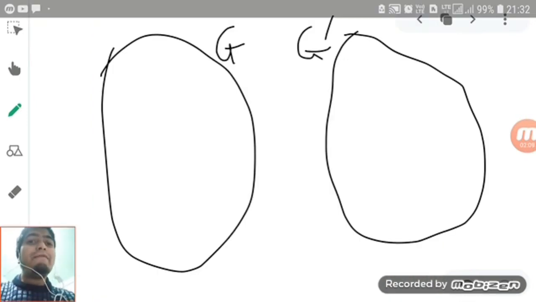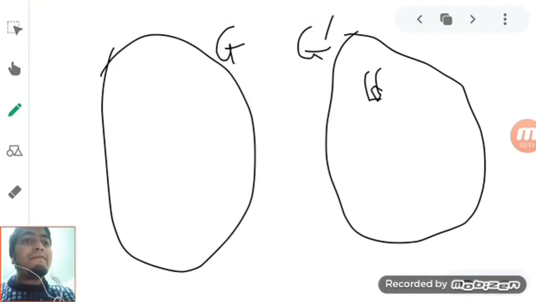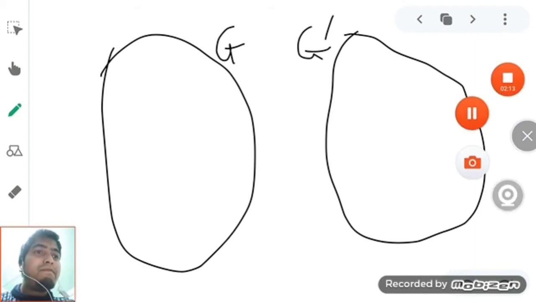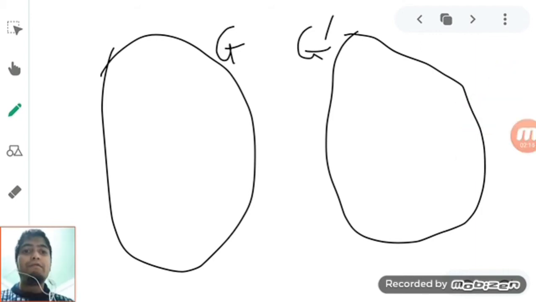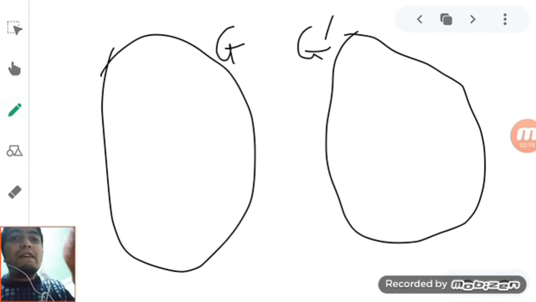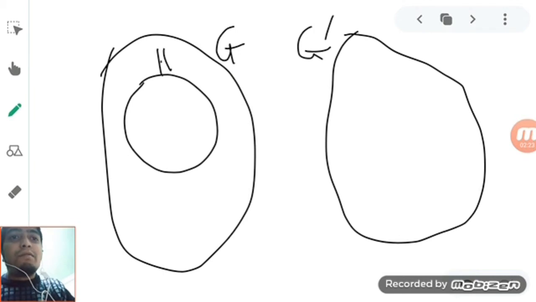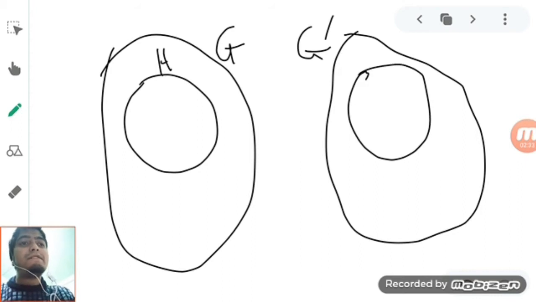So what are we given? We are given that H is a subgroup of G. So this H is a subgroup of G, and because any subgroup contains the identity, the identity will always be in H. Keep that in mind. And also we have H dash, which is a subgroup of G dash.